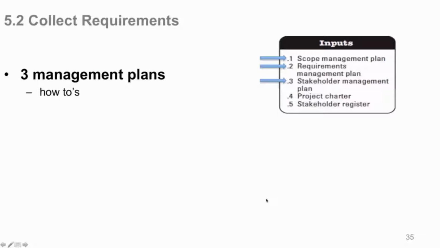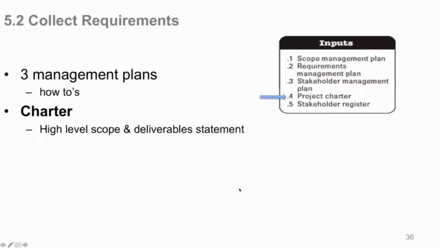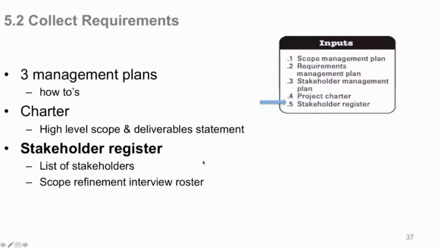So collect requirements. There are 3 plans that come in to help you do this. They're your how-tos: your scope management plan, requirements management plan, and your stakeholder management plan. The charter is used to validate and review the high-level scope and deliverables statement that they have in there, to make sure everything jives up and everything makes sense. Stakeholder register, that's your list of stakeholders. Your scope refinement interview roster, that's who you're going to talk to, all those people, to see what they think the requirements should be for this project.